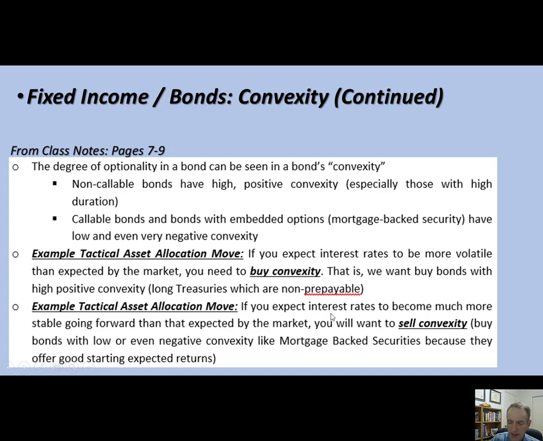However, let's say interest rates are really volatile today, but you expect them to become much more stable. The second one here, I'm going to give you a really complex term. You want to sell convexity. Now that doesn't seem to make much sense. You're not actually selling anything, but it's a fancy term. If you bring this in an interview, they'll probably hire you in a second because it sounds pretty complex. But you want to sell convexity. What does that mean? That really just means you want to buy bonds with low or negative convexity.